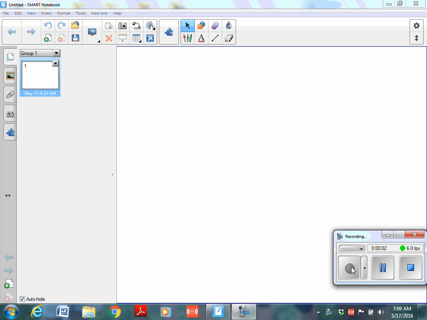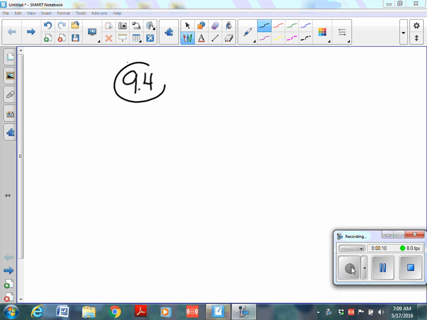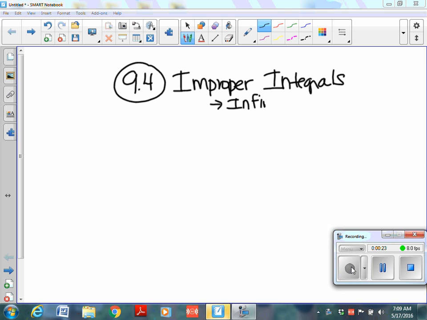Okay, the next section, 9.4, is called improper integrals, infinite limits. You're going to decide, looking at these infinite limits, if they converge or if they diverge.